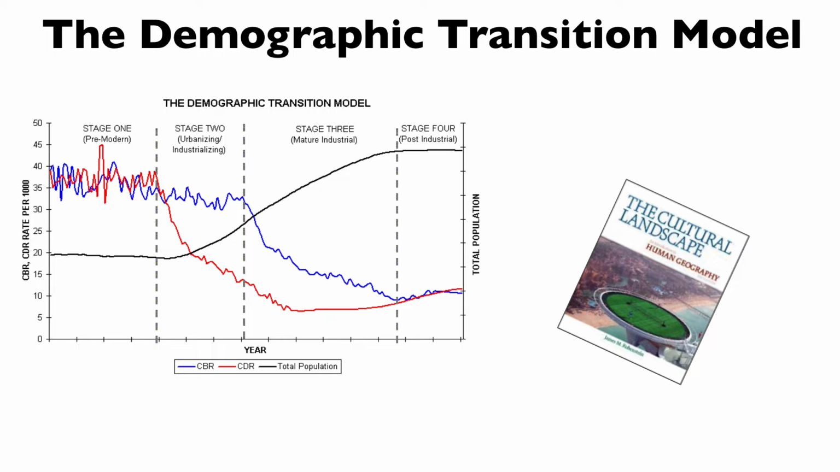Hello everyone. In this video, we will be discussing the demographic transition model from Chapter 2 of the AP Human Geography textbook. Before we get to the model, however, there are some definitions that we will need to go over.